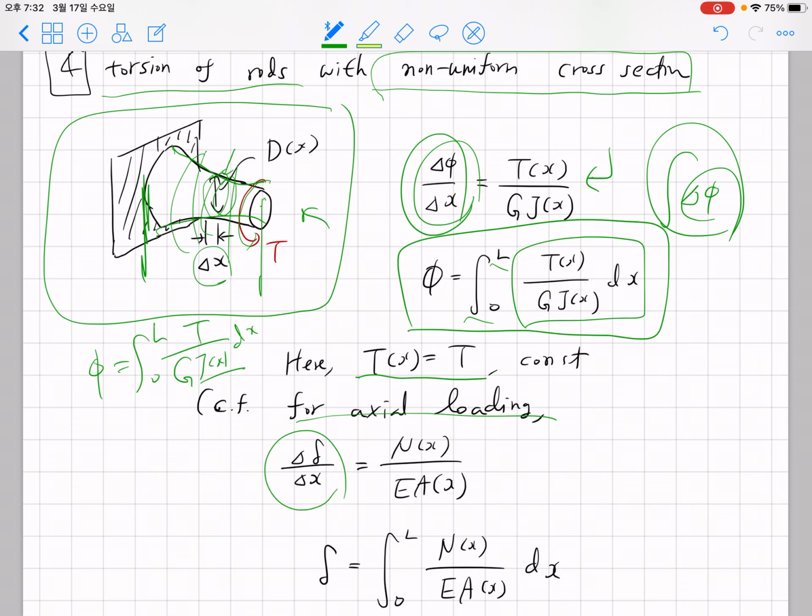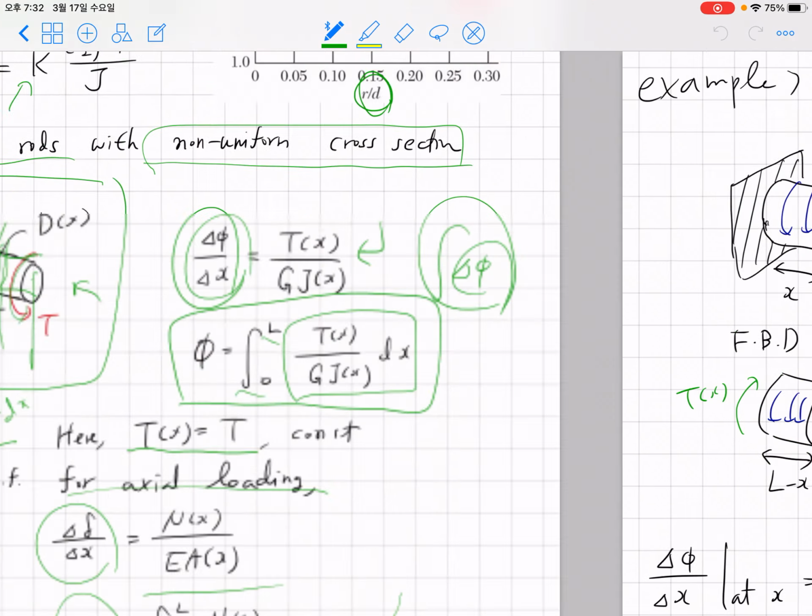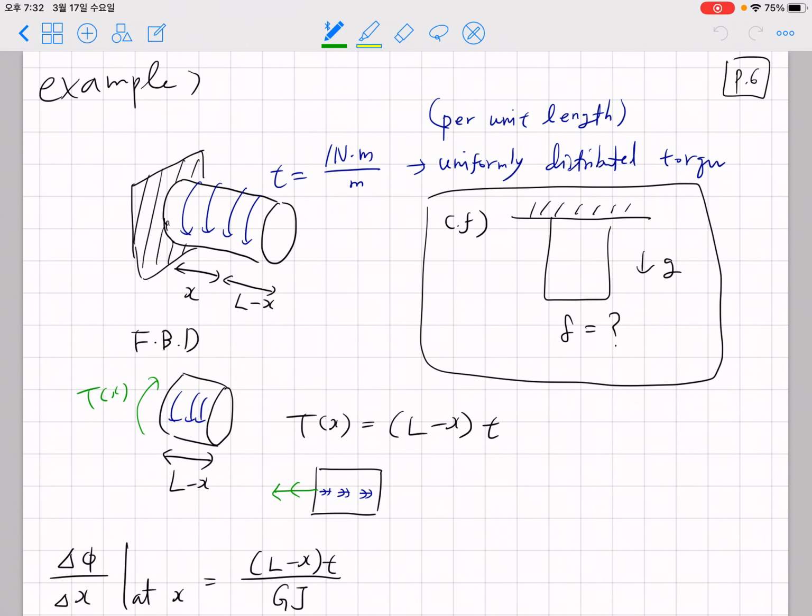In the axial loading chapter, we considered that delta divided by delta x can be written as N over EA, and to obtain the delta for the entire rod, we have to use this integral. That was the example we went through in axial loading. Okay, so this example seems too simple, so let me give you a slightly more complex example.